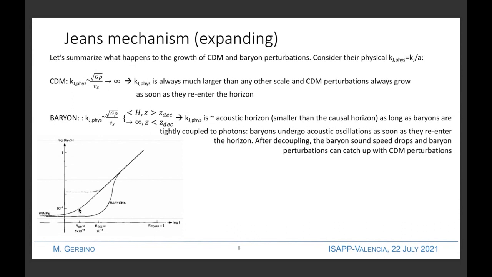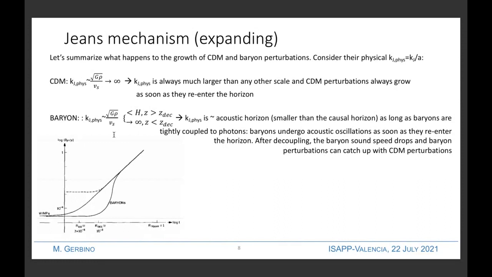But once we enter the epoch of matter-radiation equality, then we start evolving proportionally to the scale factor, so as a power law in the scale factor. The situation in the baryon fluid is slightly different. The Jeans scale is again given by the ratio between the gravitational term and the acoustic speed. But in this case, we have to distinguish between two different epochs.